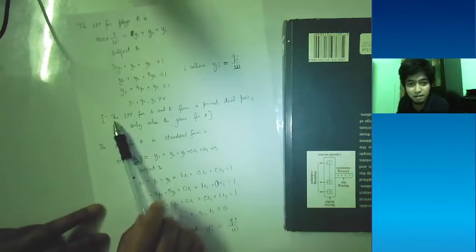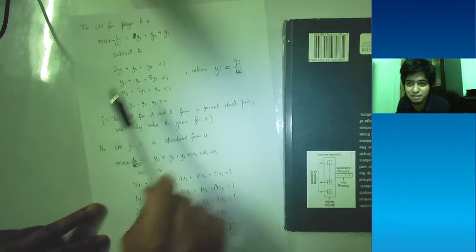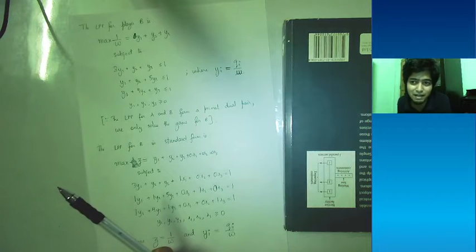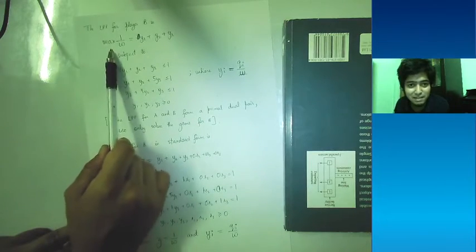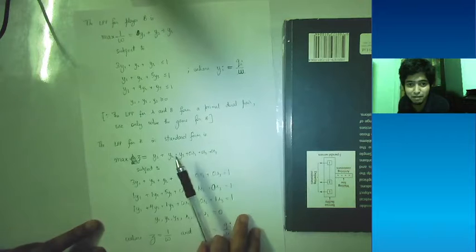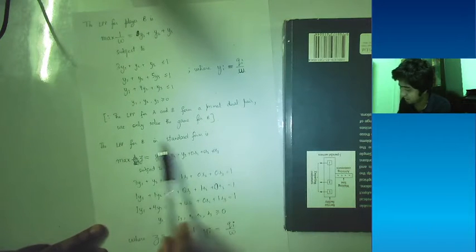Okay, so now since we have two LPPs, you may think that we need to solve for both, but actually we need to solve only for one player. We will solve it for player B since it is already a maximization problem. You notice that for player A, it is a minimization problem. So we are going to solve it for player B. So the LPP takes this form.